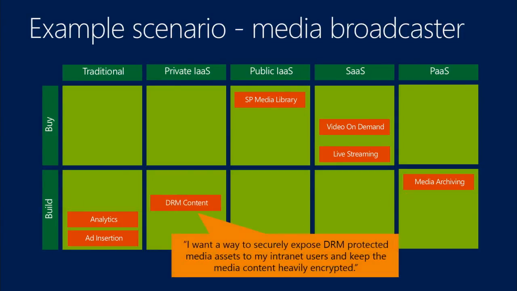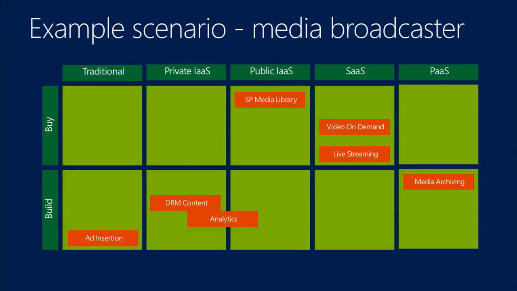DRM content: how do I protect my core assets and make sure that they're not used or put on a BitTorrent site or whatever? Well, I've already got a solution for that. I really like the way that works. I've got a lot of security controls around that. Specifically, I'm using hardware security modules and other things that make it difficult to put it into a platform as a service environment. That's a great place to run it on my own private cloud and keep it there.